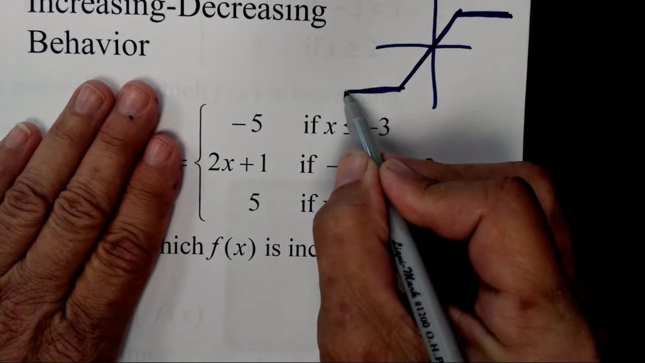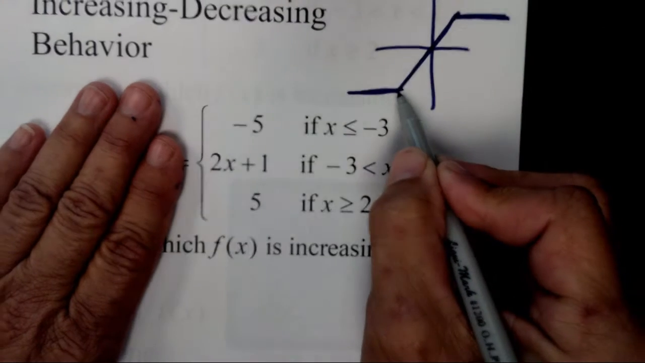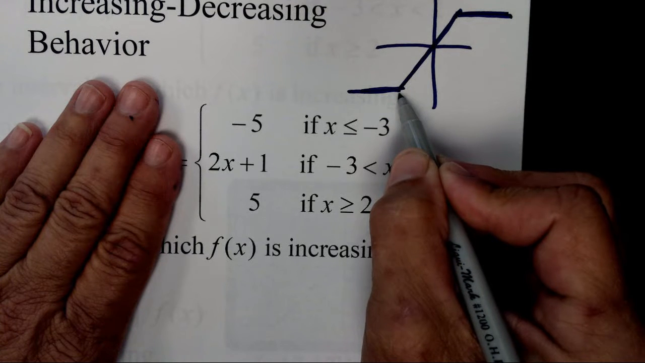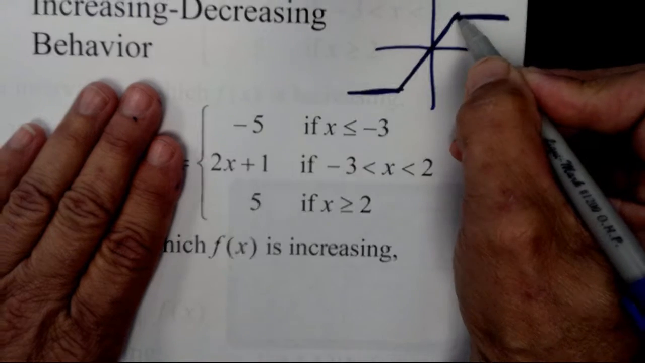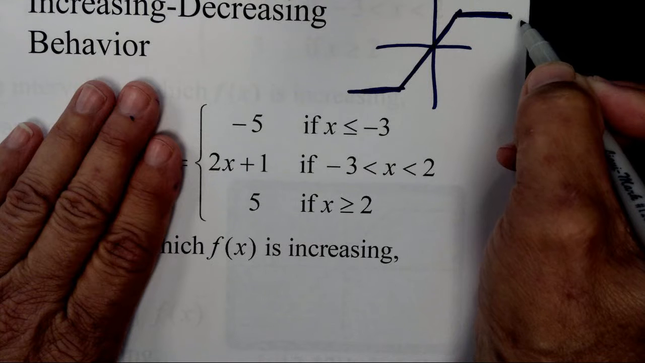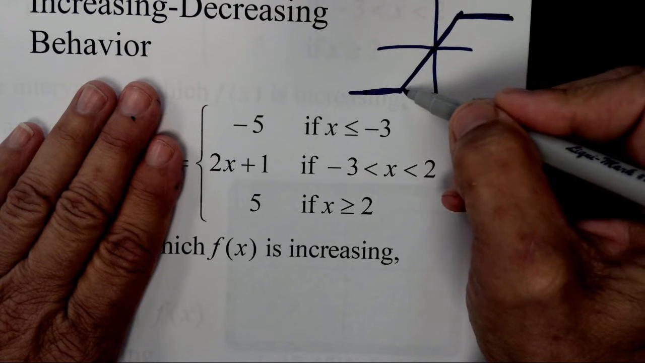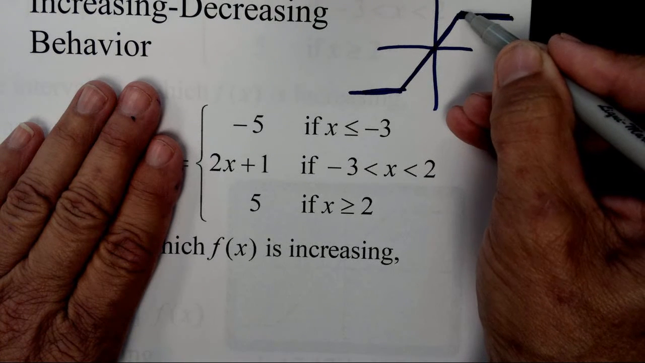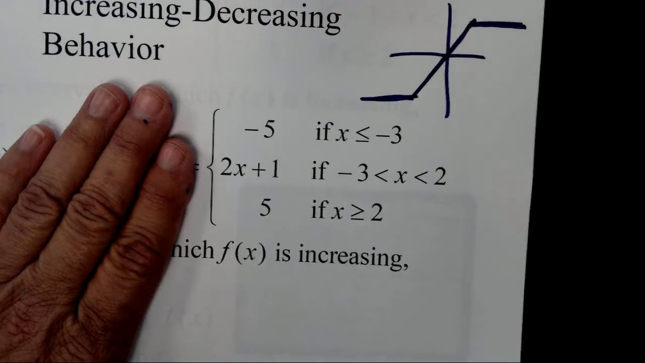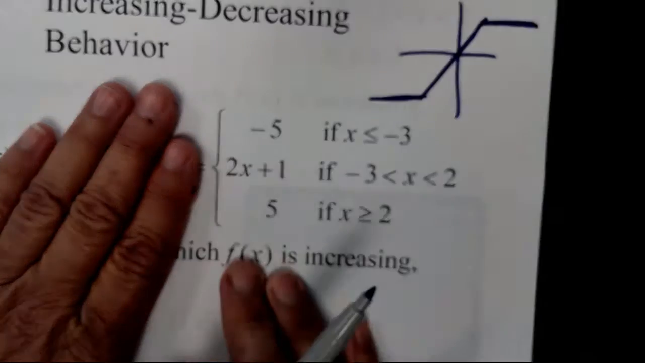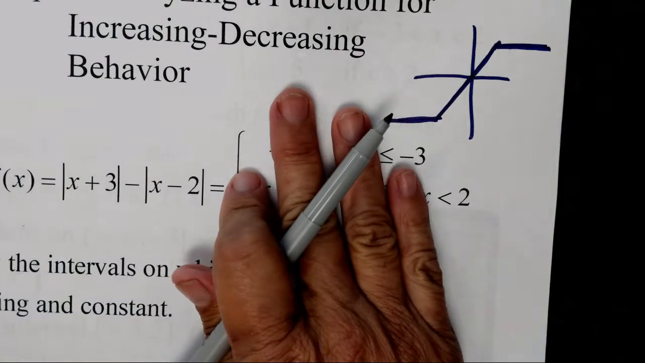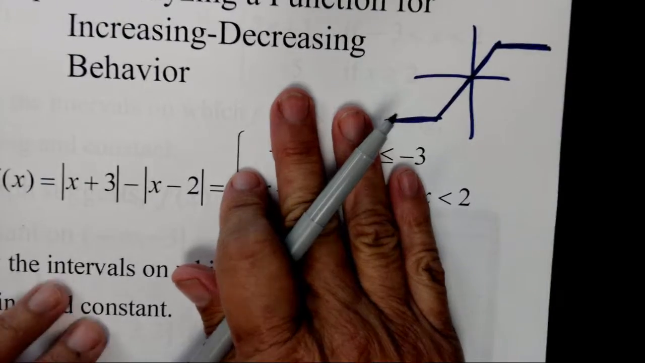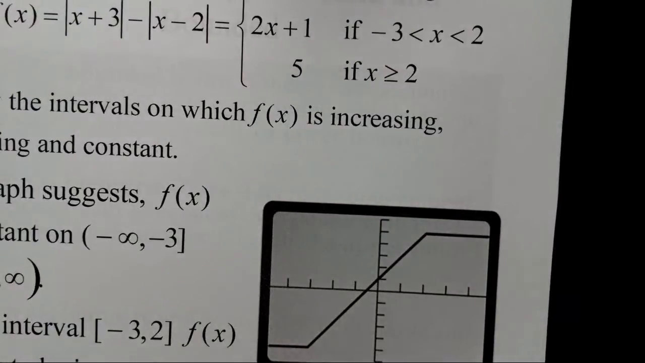So from negative infinity to negative 3, and from 2 to infinity it is constant, and then from negative 3 to 2 it would be increasing. Okay? So if I give it to you this way, it's not that big of a deal. If I gave it to you like that, I would also give you a graphing calculator. Okay? And this is just a calculator picture of that.